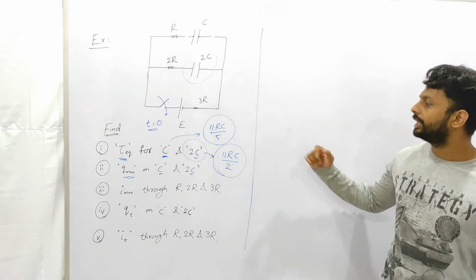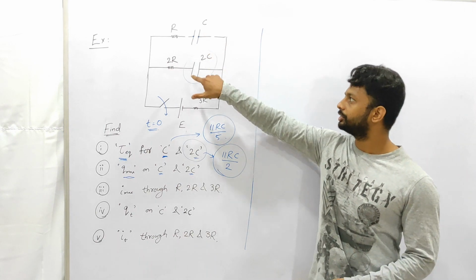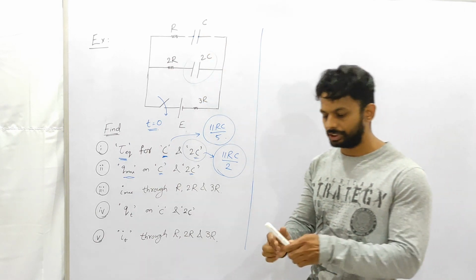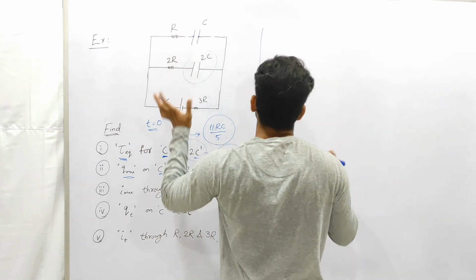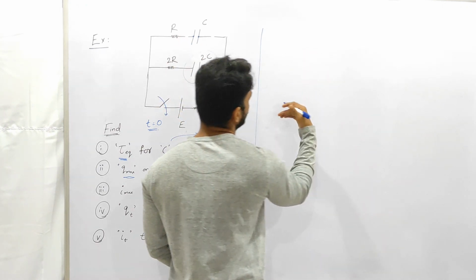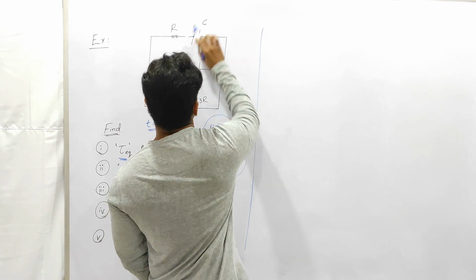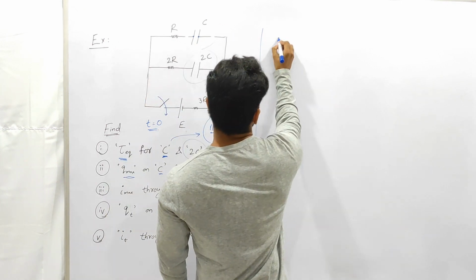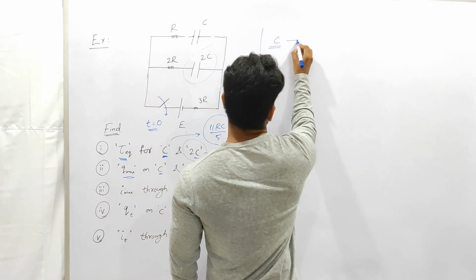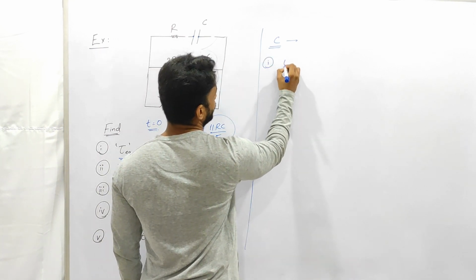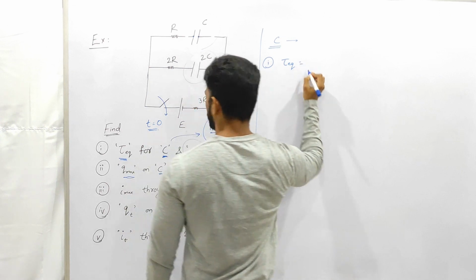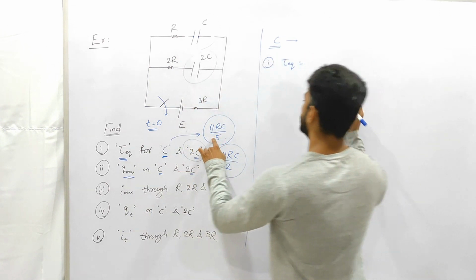Okay, now to find the charge on the C as a function of time, or the 2C as a function of time, what do we need to go for? Whenever they ask about any capacitor or resistor, how do we find Q as a function of time? Let's talk about the complete story of every capacitor. For the capacitor C, the first thing we need to find is the tau equivalent. We got it already. How much is the tau equivalent for C? That is 11RC by 5.